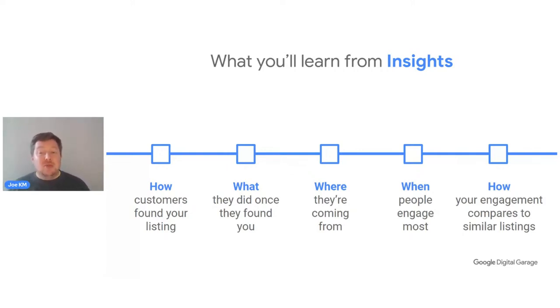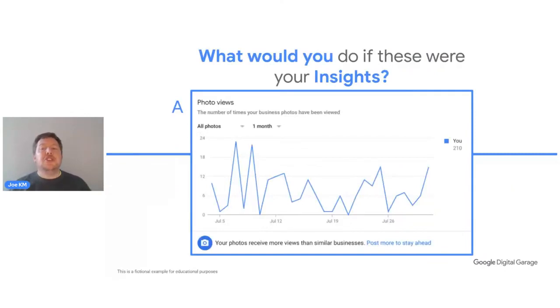When people engage the most, now you can start to see actually, do I do posts at other times or do I do more at that time? How your engagement compares to other listings. So you can sort of benchmark yourself and give yourself a pat on the back that you're improving. I'm actually beating most of the listings. What would you do if these were your insights?